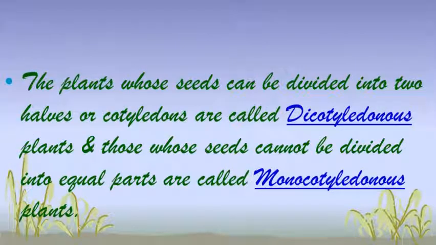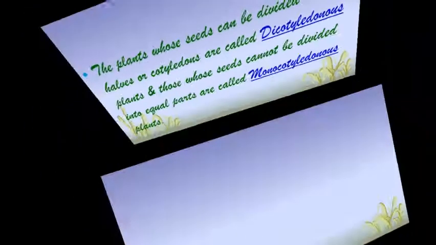The plants whose seeds can be divided into two halves or cotyledons are called dicotyledonous, and the plants whose seeds cannot be divided into equal parts are called monocotyledonous. Dicotyledonous plants have two cotyledons, so the seed can be divided into two, and monocotyledon means only one part is there.